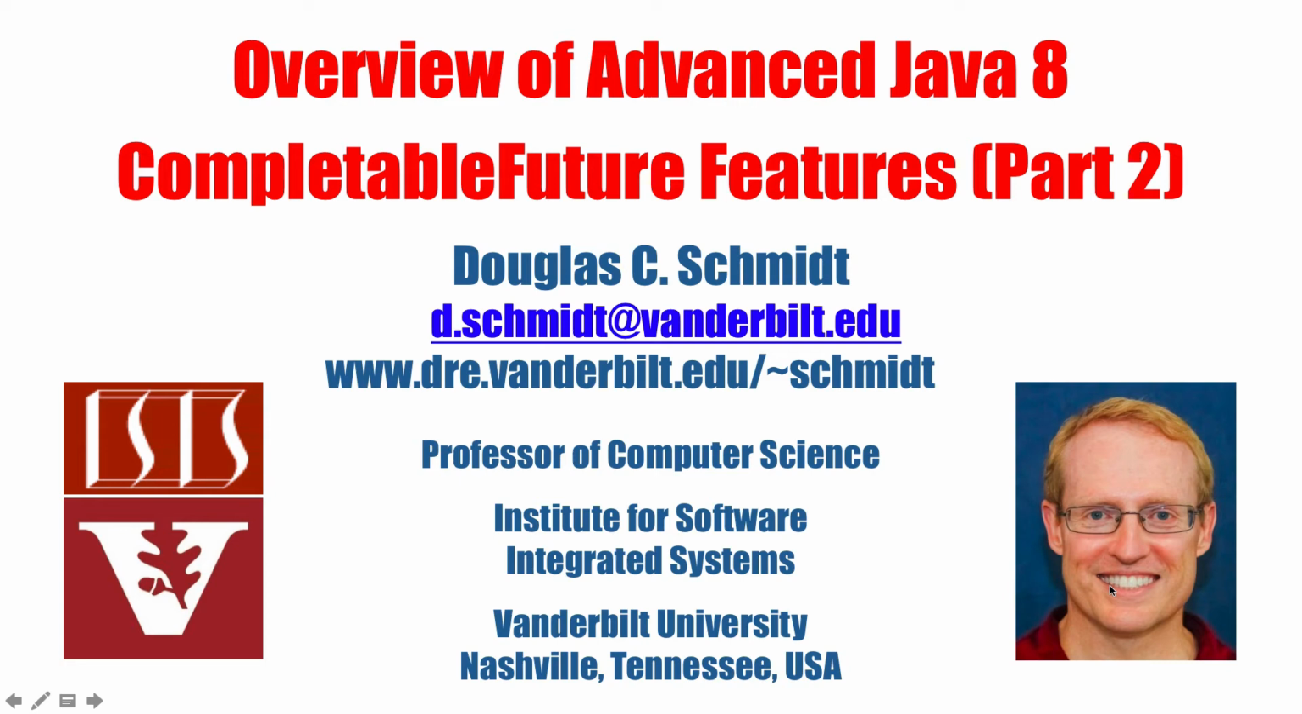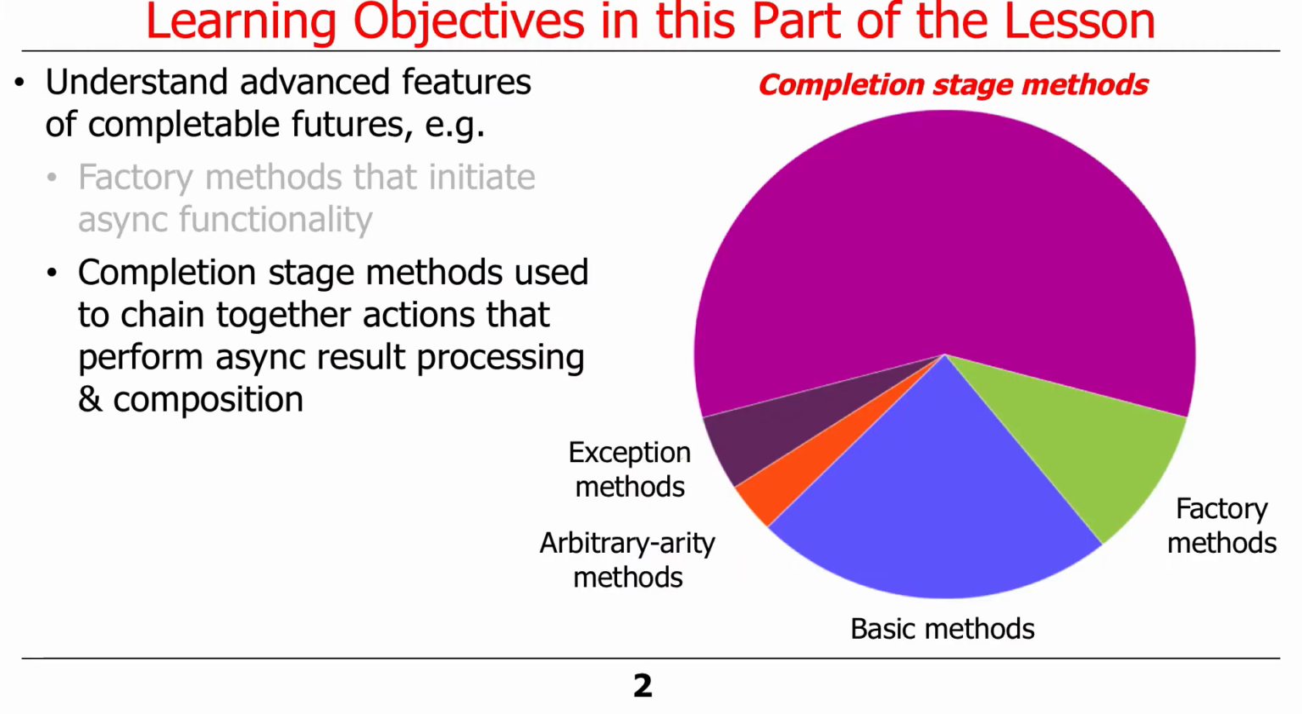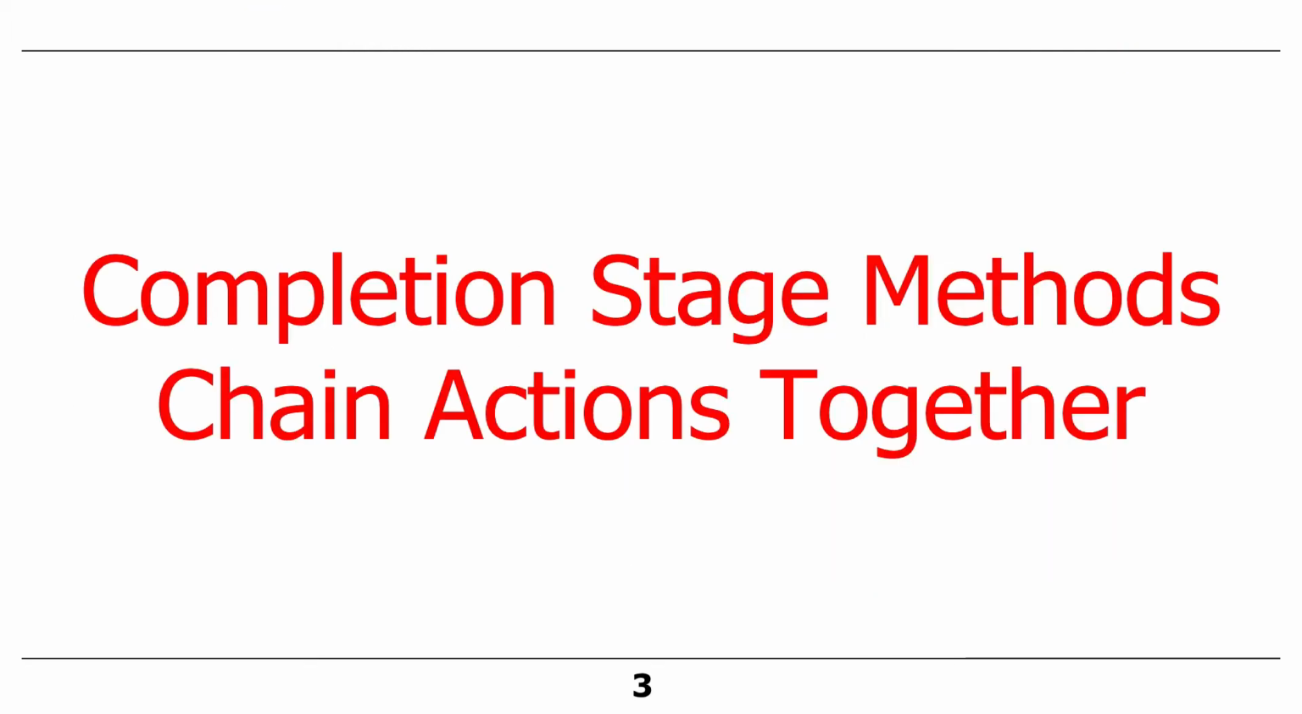Okay, now that we've talked about the basics of factory methods, let's talk about the next set of advanced features. And this is really the heart of the whole thing. These are the so-called completion stage methods that are used to chain together actions that perform async result processing in composition. This is the bulk of the stuff. As you can see from the pie chart here, it's about 2/3 of the methods are so-called completion stage methods. So what the heck is a completion stage method, and what is it used for?